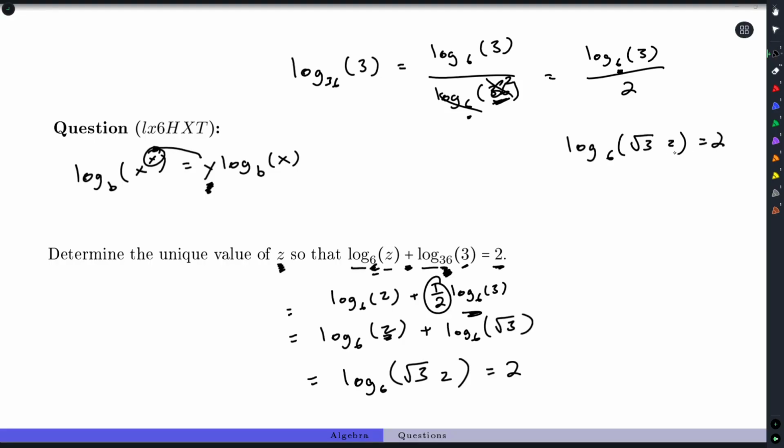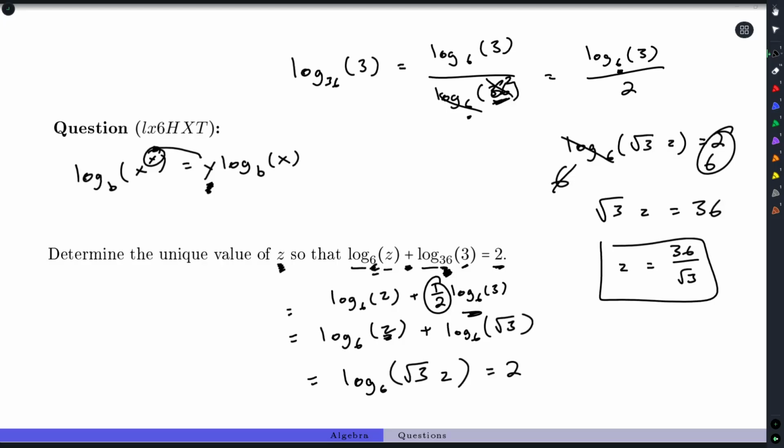Well, I've got a single instance of my variable. How do you cancel out log base 6? Do 6 to the power of. Introduce a base of 6. The 6 and log base 6 cancel, you get root 3 z, and then 6 squared is 36. And so z is going to be 36 over root 3. There we go. There's a final answer.